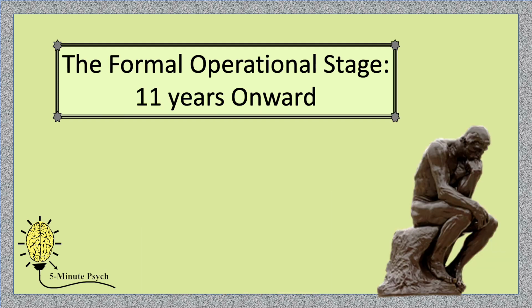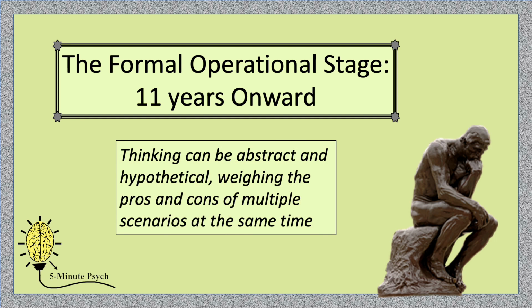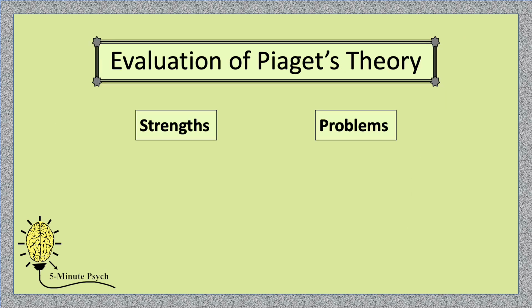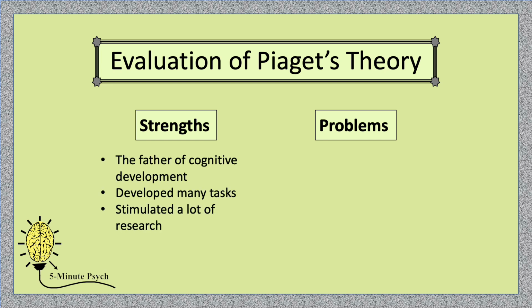In the formal operational stage from 11 years onward, children now can think about problems abstractly and hypothetically. They can consider multiple scenarios at the same time and weigh many pros and cons to arrive at the best decision. Piaget thought about cognitive development in a new way and stimulated tons of research from his theory.